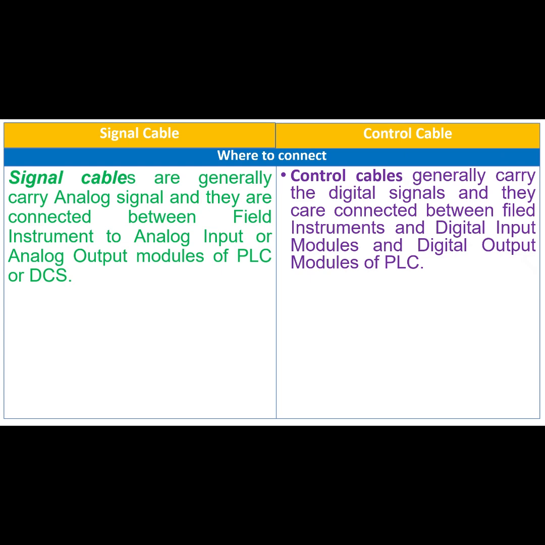The signal cables are generally used to carry analog signals, and they are connected between field instrument to analog input or analog output module of PLC. While the control cables are generally used to carry digital signals, and they are connected between field instrument and digital input output modules of PLC or DCS.